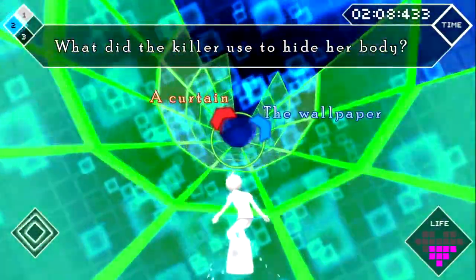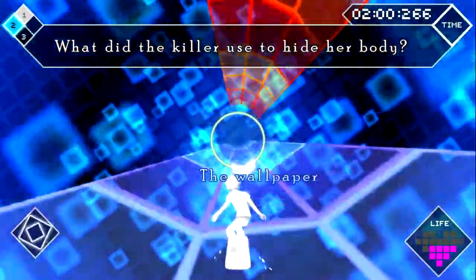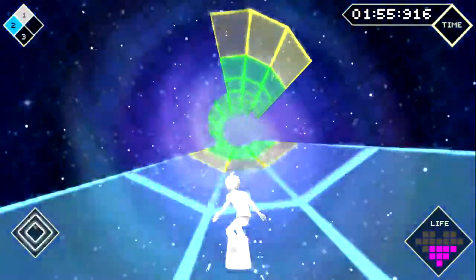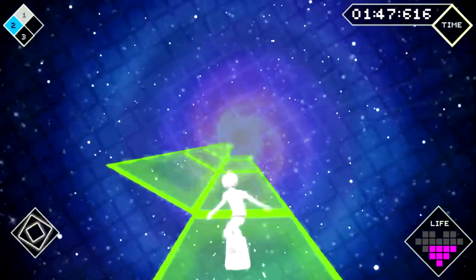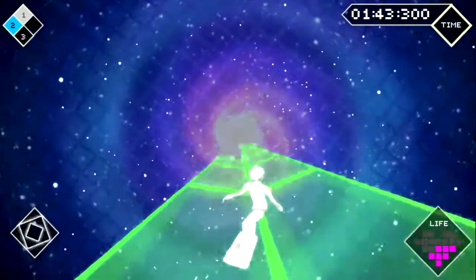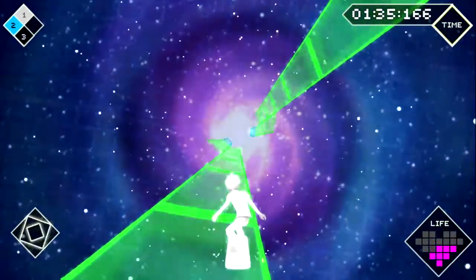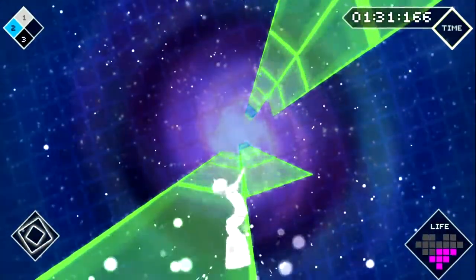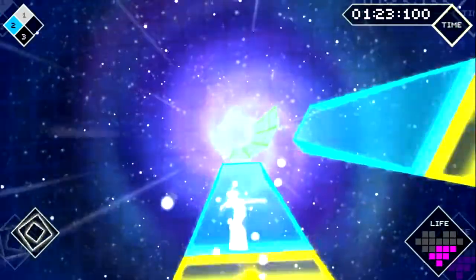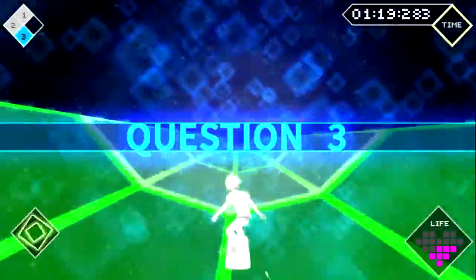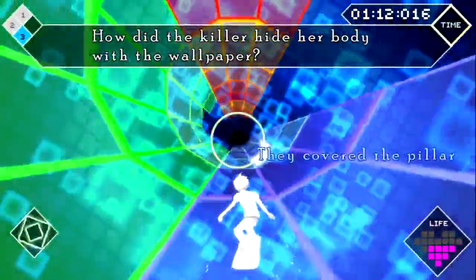What did the killer use to hide her body? The wallpaper, not the curtain. I still say this reminds me more of Crash Bandicoot than anything else, and I don't know why. Other than Twinsanity, it's got nothing to do with any other Crash Bandicoot game besides Twinsanity. It just feels like a Crash Bandicoot thing. How did the killer hide her body with the wallpaper? Well, they had to cover the pillar.